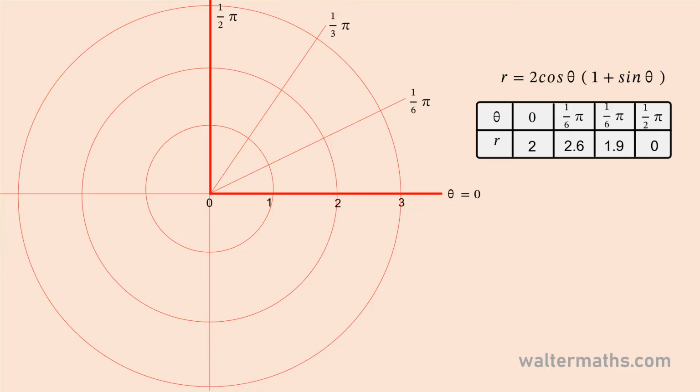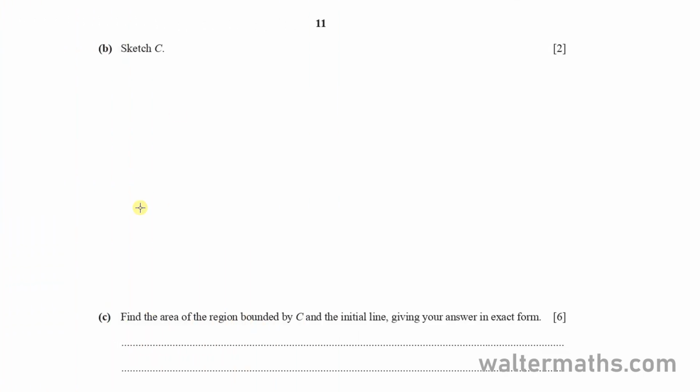So we start with 0, 2, which is this point here. Then a 1/6 pi and 2.6, which can be this point. Then a 1/3 pi and 1.9, which can be this point here. And lastly, half pi and 0. So we're back here at 0. So joining up the points, we get the polar curve coming out like this. So let's put it here.